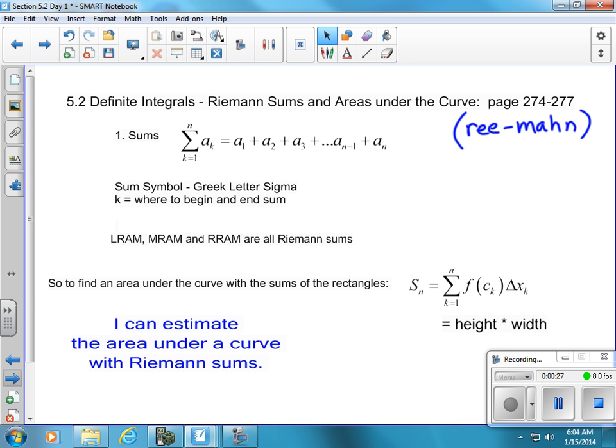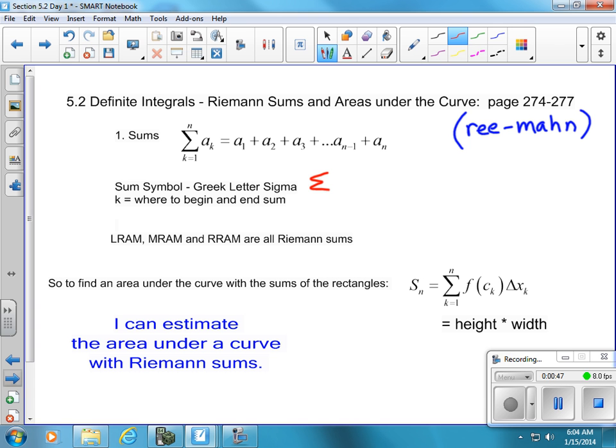All right. These are sums. Remember, you go from k equals 1 to some number of adding things. That's kind of the definition of a sum. We have the sum symbol, which is the Greek letter sigma. K is where to begin and end the sum. LRAM, MRAM, and RRAM are all Riemann sums.